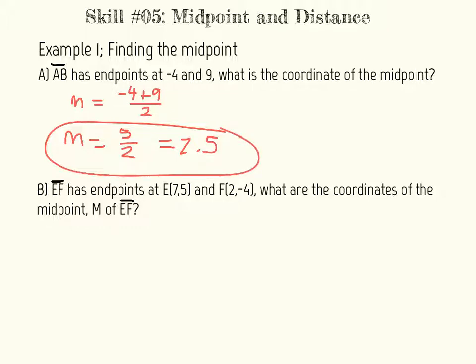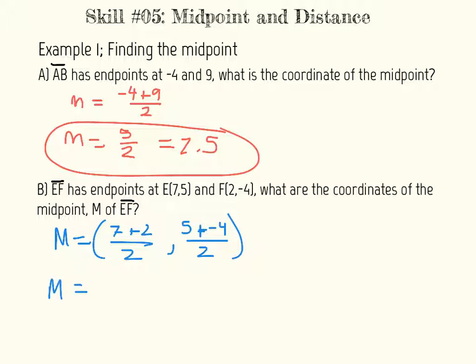For the next one, we have segment EF has endpoints at E, which is 7, 5, and F, which is 2, -4. What are the coordinates of the midpoint M of segment EF? So this one is on a coordinate system, which means we have to do the other form, which means we're going to add the x's together. So I'm going to take 7 plus 2 and divide that by 2. And I'm going to take 5 plus -4, and I'm going to divide that by 2.